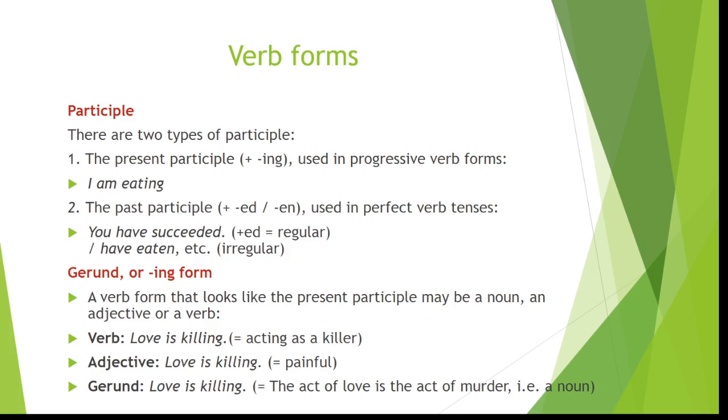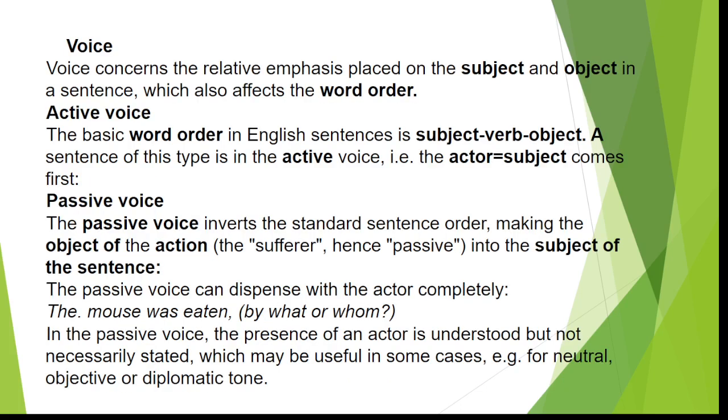Gerund, or -ing form. A verb form that looks like the present participle may be a noun, an adjective or a verb. Verb: love is killing, equals acting as a killer. Adjective: love is killing, equals painful. Gerund: love is killing, equals the act of love is the act of murder, i.e. a noun.